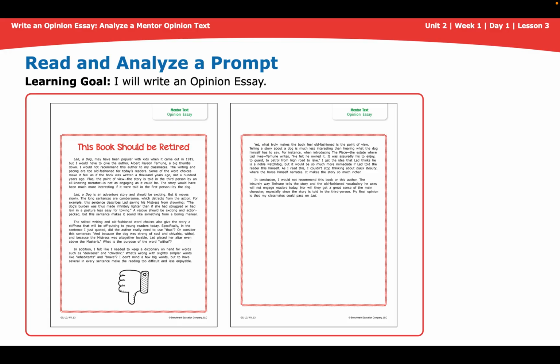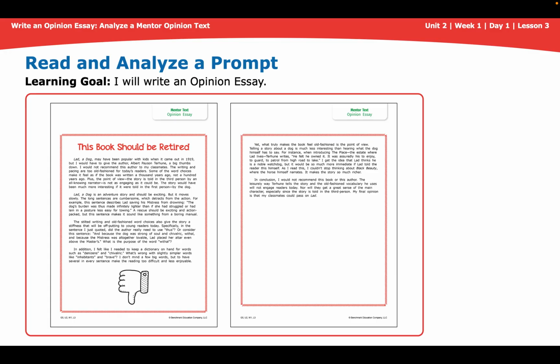And because the dog was strong of soul and chivalric, withal, and because the mistress was altogether lovable, Lad placed her altar even above the master's.